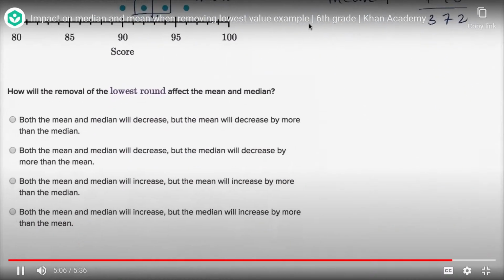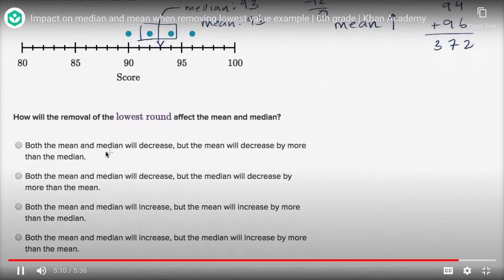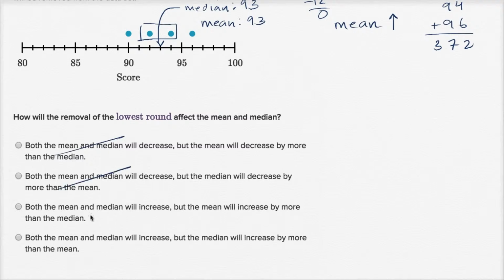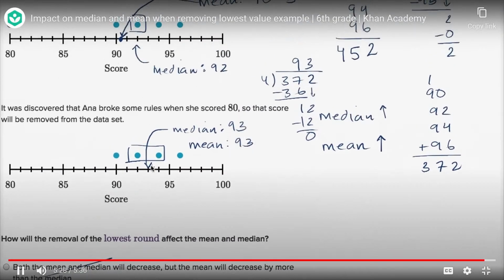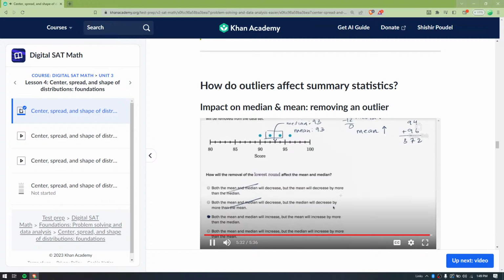But let's see which of these choices are what we just described. But the mean and the median will decrease. Nope. But the mean and the median will decrease. Nope. But the mean and the median will increase. But the mean will increase by more than the median. That's exactly what happened. The mean went from 90 and 2/5, or 90.4, to 93, and then the median only increased by 1. So this is the right answer.